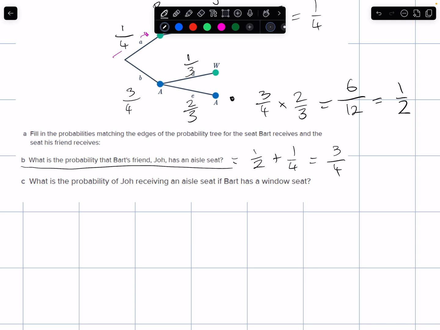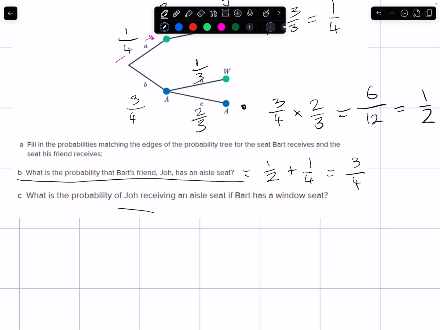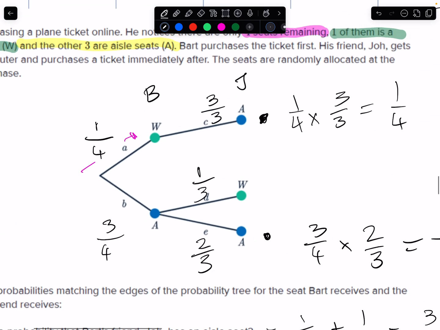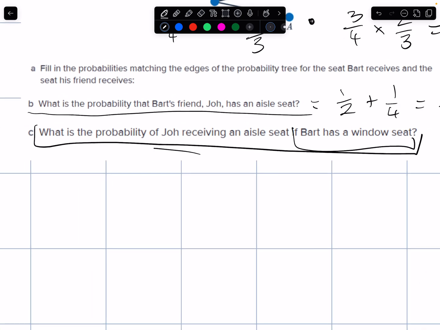Now, what is the probability of Josh receiving an aisle seat if Bart has a window seat? Here, really, it's a full chance. This is front loading a bit of conditional probability. Right now, we're saying Bart has the window seat. What's the chance that Josh gets an aisle seat? Well, we know the window seat's not available anymore. It's only aisle seats. So the probability of Josh getting the aisle seat, given the window seat was chosen first.